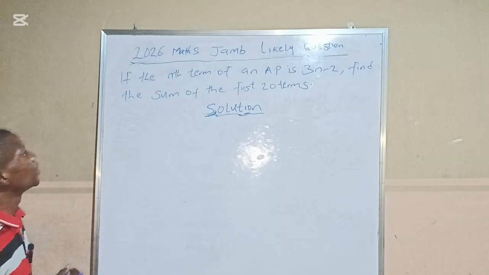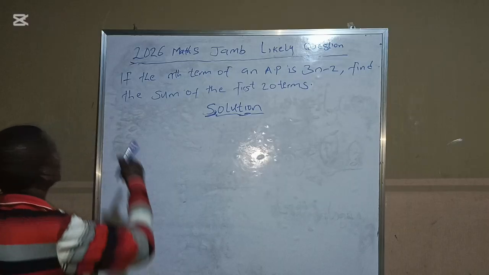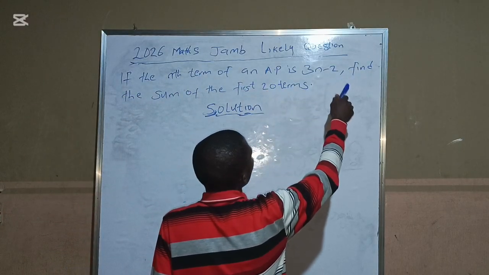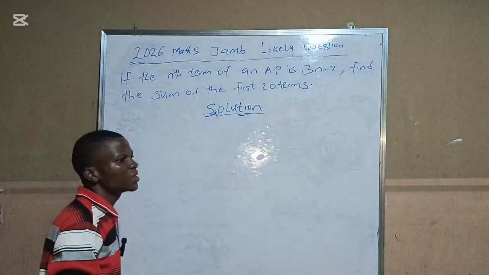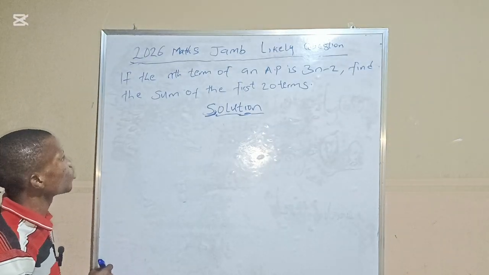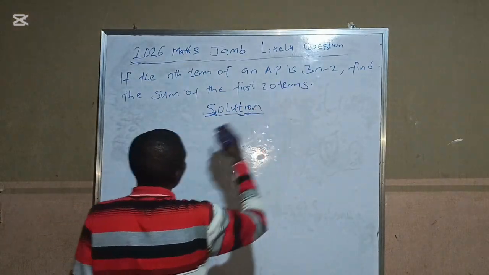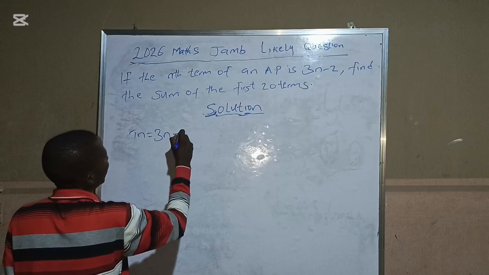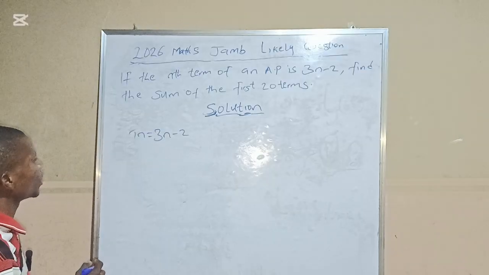In today's video, we'll be looking at this AP question. Look at this question: if the nth term of an AP is 3n minus 2, find the sum of the first 20 terms. We are given Tn equals 3n minus 2, and we are asked to find the sum of the first 20 terms.